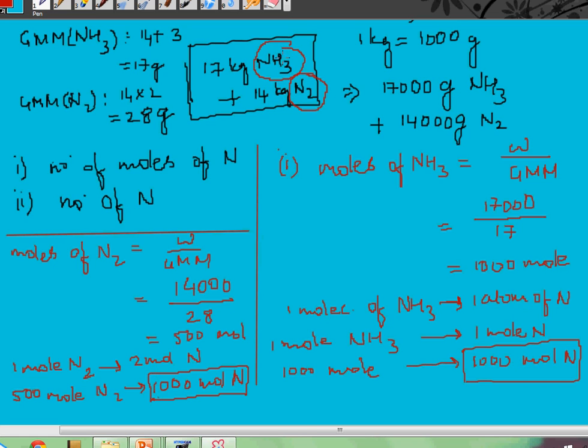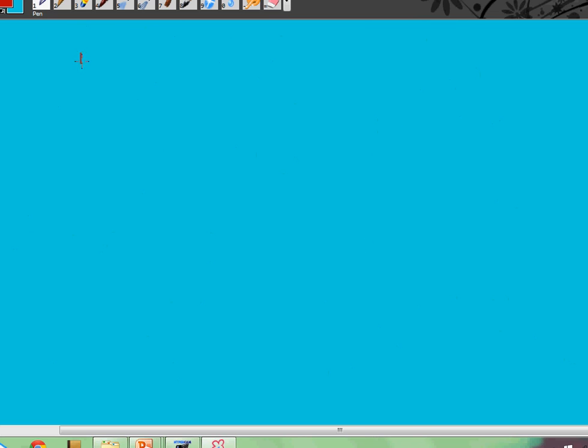So the total number of moles of nitrogen atoms, which you have to calculate in the first part, will be the sum of these two. So we can directly say that the number of moles of nitrogen atoms is equal to 1000 plus 1000, that is 2000 mole of nitrogen atoms present inside this container.